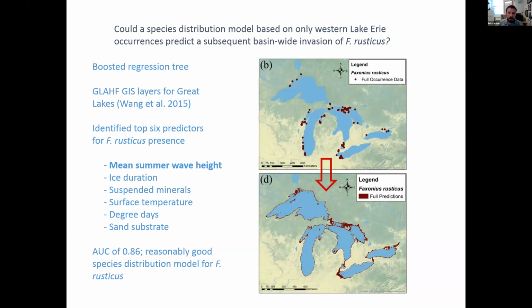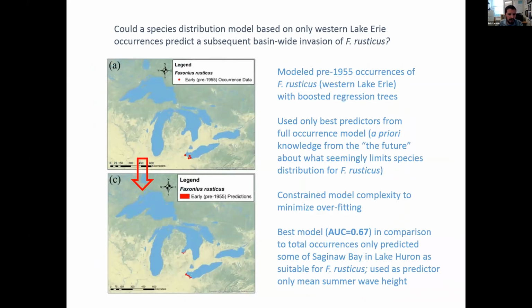We took its full occurrence data as of 2008. We built a species distribution model on the Great Lakes Aquatic Habitat Framework GIS layers. We identified which predictors best explained where rusty crayfish could live, and we took that prior knowledge to go back in time and say, if we knew the future, could we build a good model for rusty crayfish? So we start with pre-1955 occurrences for rusty crayfish from Western Lake Erie. We only use the best predictors from the full occurrence model. We've seen the future of where this animal is going to go.